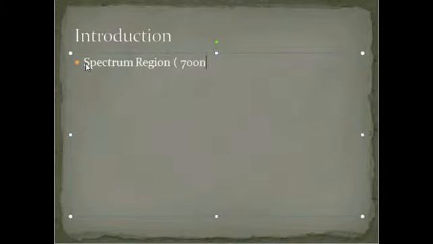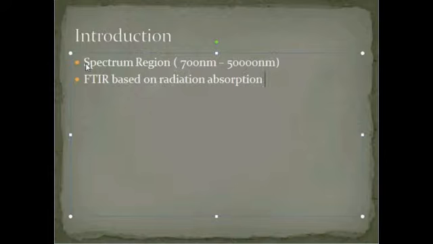For Fourier transform infrared spectroscopy, the spectrum region is between 700 nanometers to 50,000 nanometers. And FTIR is based on radiation absorption. It is based on the concept of radiation absorption in the IR region.